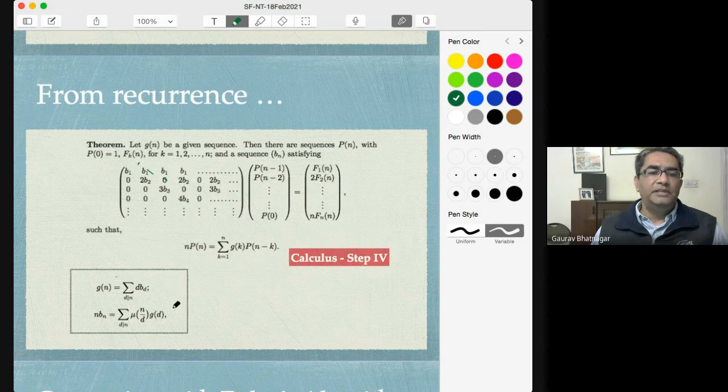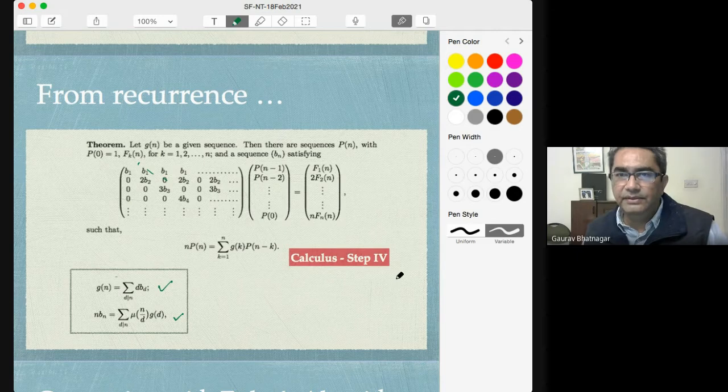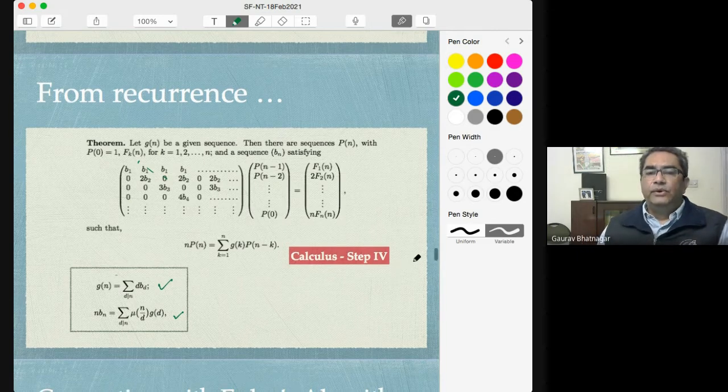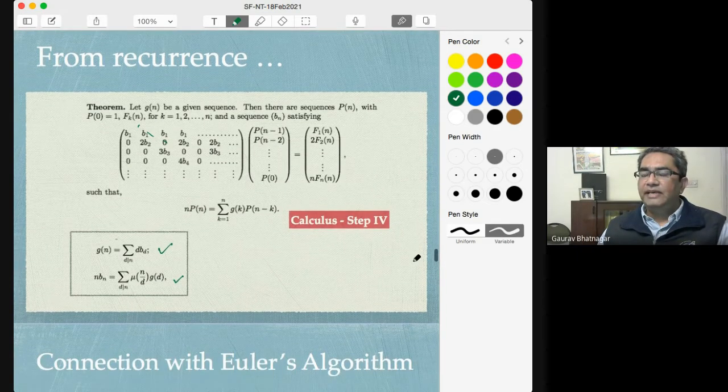We use some Mobius inversion to calculate. So we define BD by this equation, Gn, and then we use Mobius inversion, and we get the matrix. And once we get the matrix, we get P's and the F's. So that's the fourth step of the calculus.